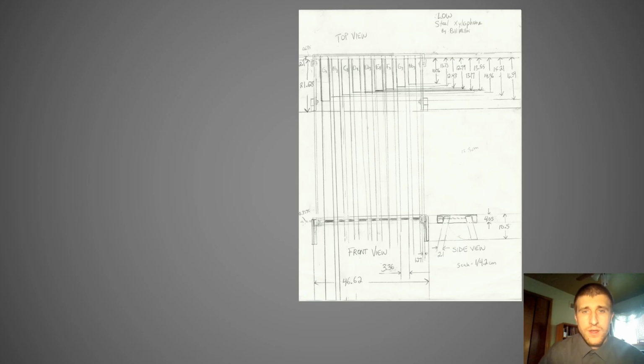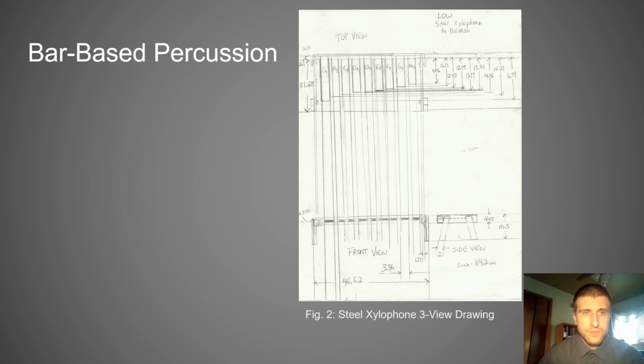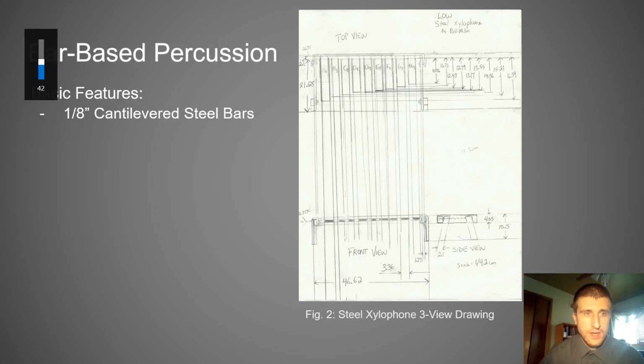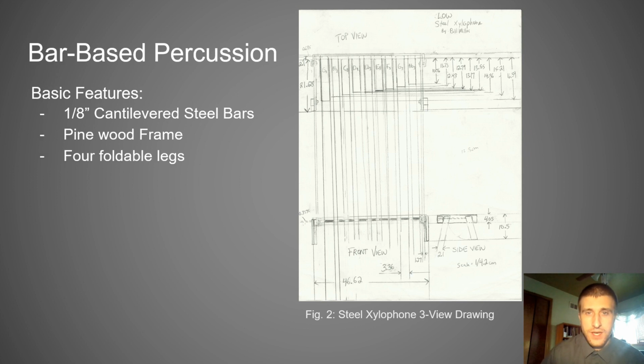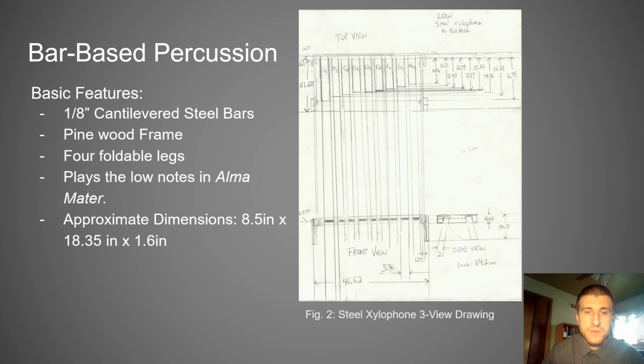Thank you, Levi. So the percussion instrument that our group chose to go with was my design, which features 1/8 of an inch cantilevered steel bars inside of a pine wood frame. It comes with 2 foldable legs on each side. It plays the low notes in Alma Mater, and it's approximately 8.5 by 18.35 by 1.6 inches.